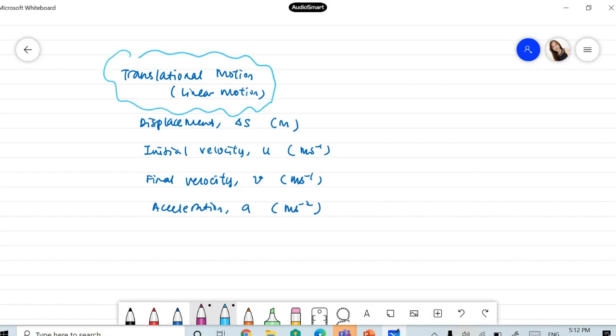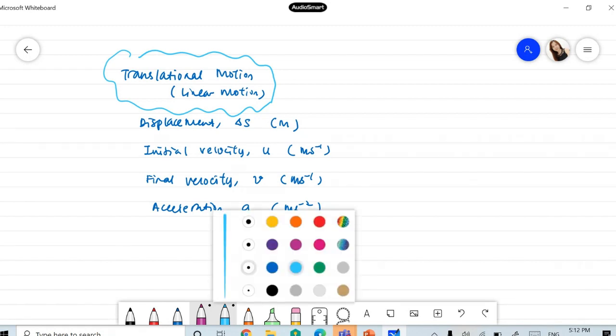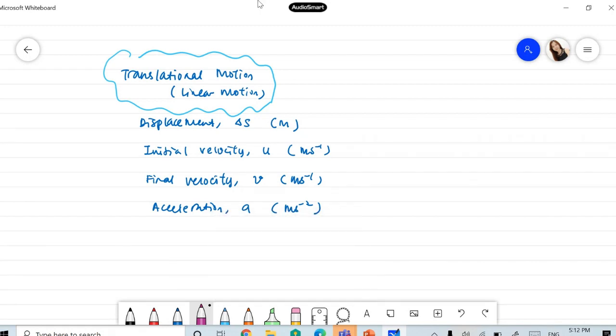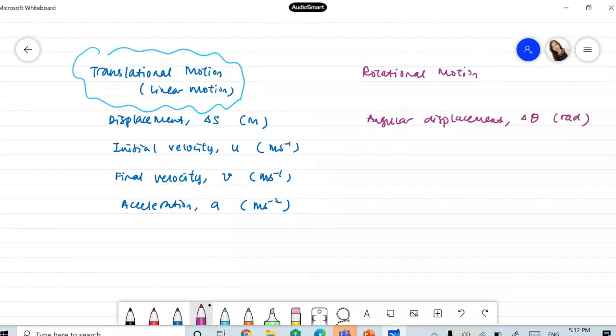So in rotational motion, we will have this kind of parameter as well. For rotational motion, instead of displacement, we have angular displacement. The symbol we are using is delta theta, where the unit is radian. In rotational motion, we have the initial angular velocity. If it is a scalar quantity, then we call it angular speed. The symbol is omega, and the unit is radian per second.